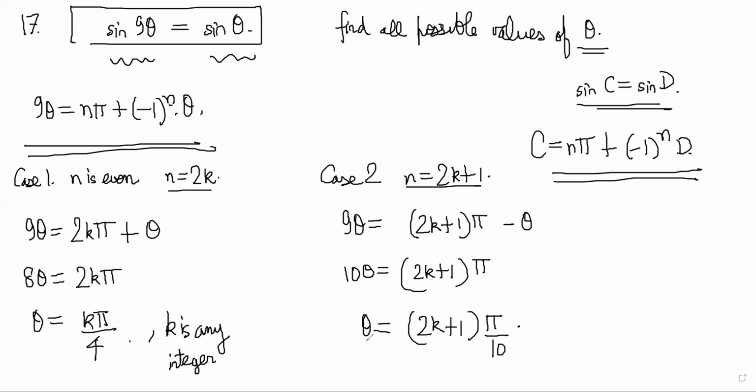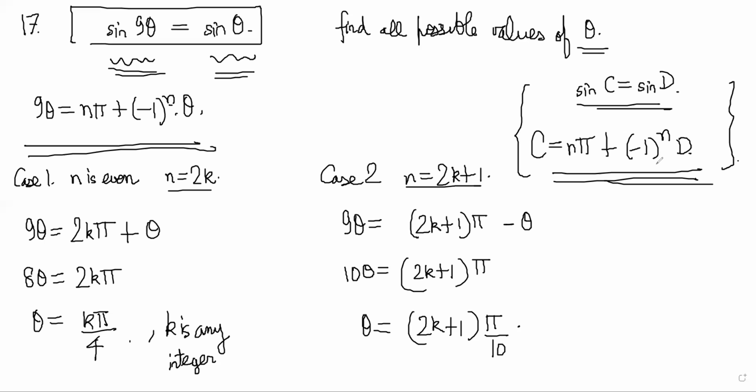You understand what has happened? Initially, it is already in the correct form where you can apply a result like c is equal to n pi plus minus 1 to the power n into d. But theta is not known, and that is your job, to find theta. So I have to simplify it in two ways, because n could take plus or minus. I'm taking n as an even number once and as an odd number another time, and that will give me the possible values of theta. So you get 8 theta is 2k pi or 10 theta is (2k plus 1) pi.